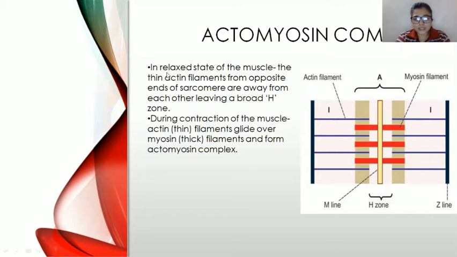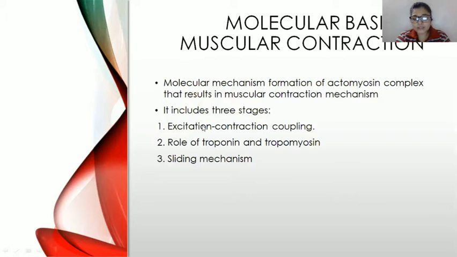First we're going to understand that in the relaxed state of the muscle, the actin filaments are always away from each other, and there is a broad edge zone, which can be seen here. During contraction of the muscle, these actin filaments glide over the thick myosin filaments and result in the formation of the actomyosin complex. Now there are three stages in the molecular basis of muscle contraction. First is excitation contraction coupling, second is the role of troponin and tropomyosin, and the third is the sliding mechanism.